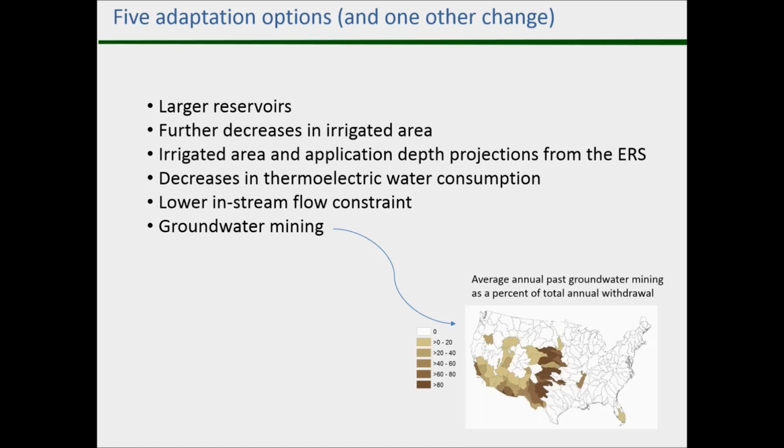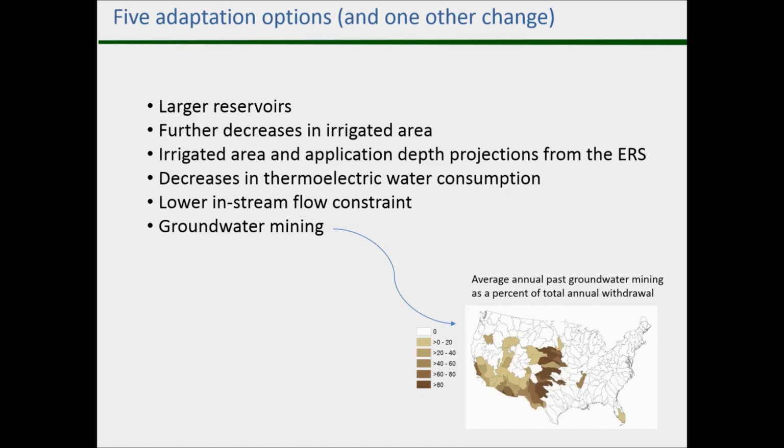So the other changes are, from the top: larger reservoirs. We made all of the reservoirs 50% bigger. We increased the storage capacity by 50%. Certainly not a realistic option in most cases, but we're just trying to see what the effect would be. How successful could such a change be in reducing shortages? Our second one was to decrease irrigated area everywhere by 10%. The 4th one is to decrease thermal electric water consumption gradually over the rest of the century, reaching an 80% decrease by the end of the century.